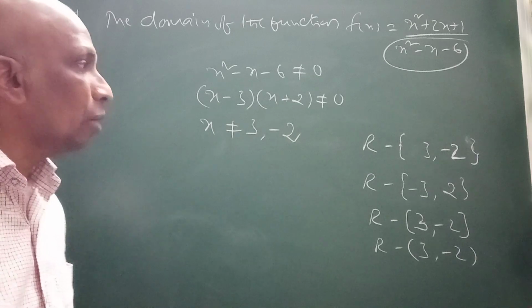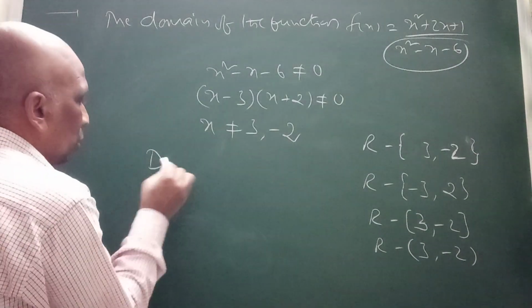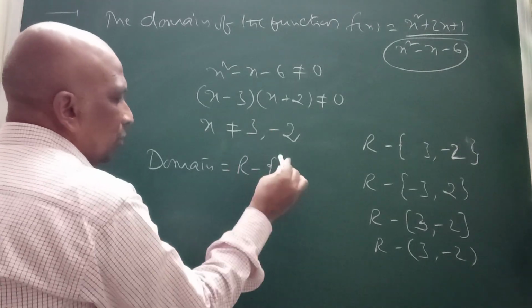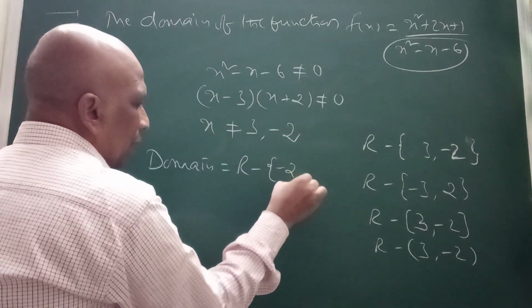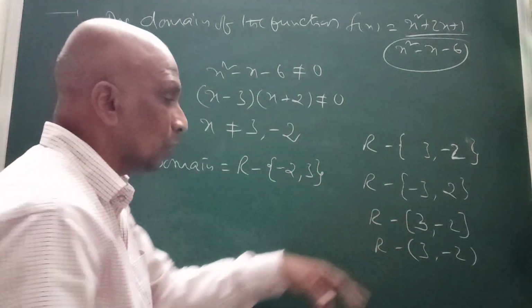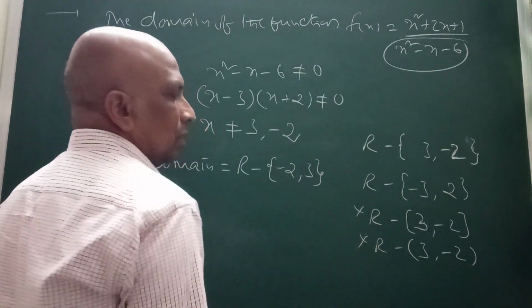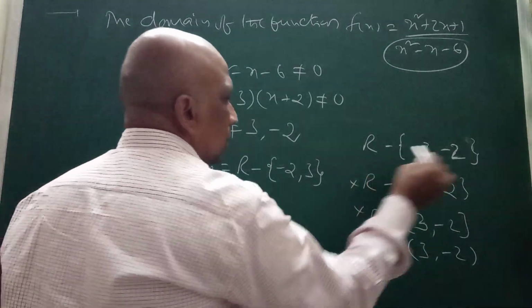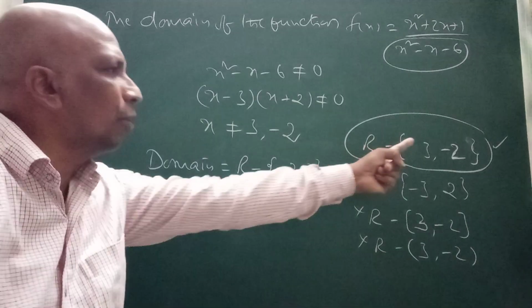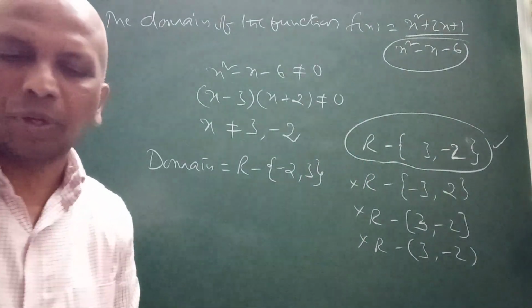So except these two values, what is the domain here? You can think about domain equal to everything you can consider except these two values. I can consider minus 2 comma 3, only this is a set. These are all intervals. These are not your answers, right? So this is not your answer, this is your answer, right? R minus the set of minus 2 comma 3. So the first option is your answer.